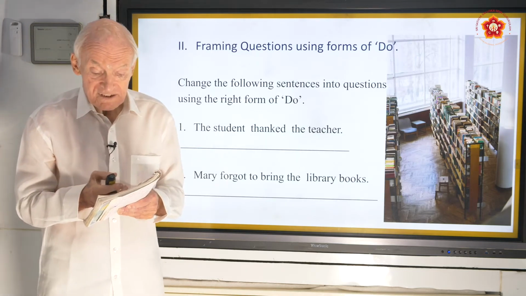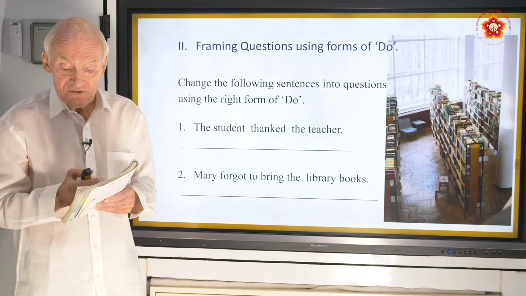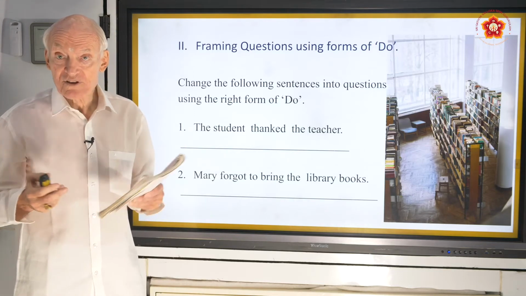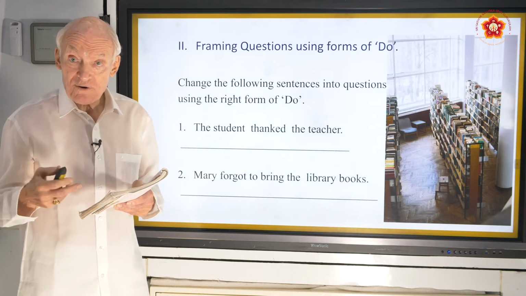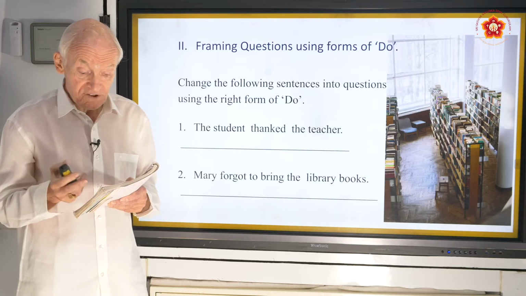Let's go back. The second one is, Mary forgot to bring the library books. She was going to the library, but she forgot to bring her books that she had to return. So we have to form a question using the right form of do.